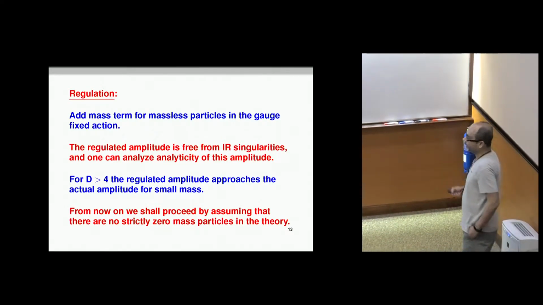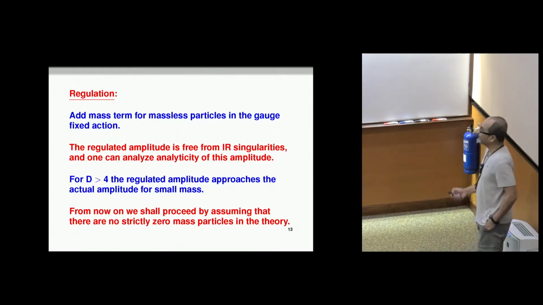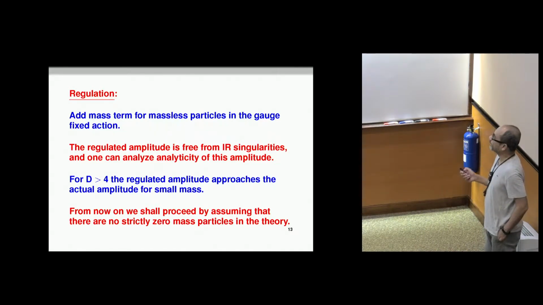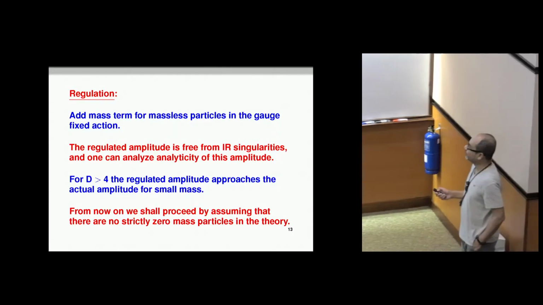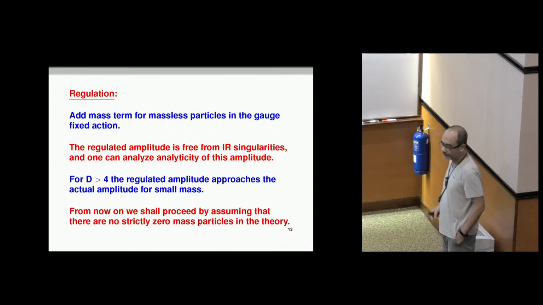One can also regulate. This is useful in dimensions higher than 4. Namely, one can simply add a mass term for the massless particles in the gauge fixed action. So this regulated amplitude will be free from infrared singularities, and one can analyze analyticity for this amplitude.